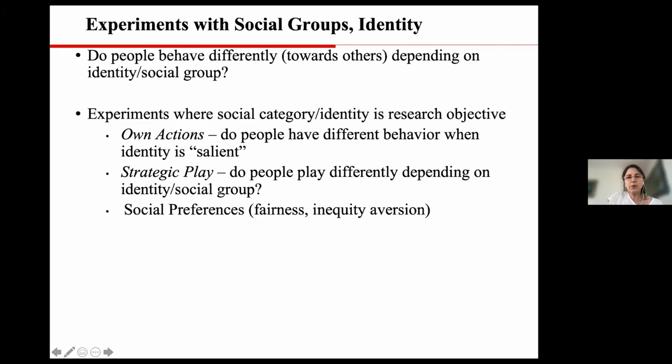Some of the first discoveries in the social preference literature were, for example, that people have preferences for fairness. So I want my income and your income to be about the same, or the money I earn to be about the same as the money you earn.